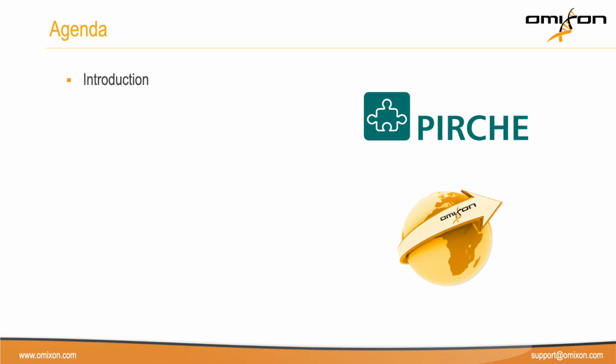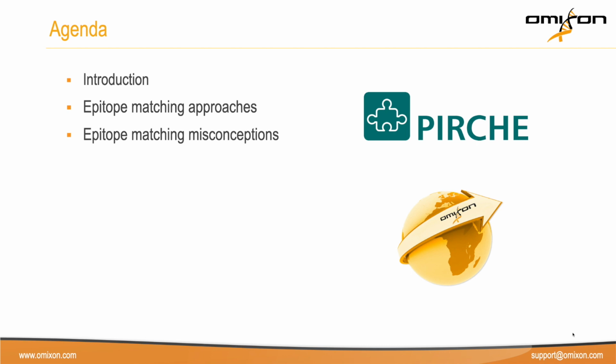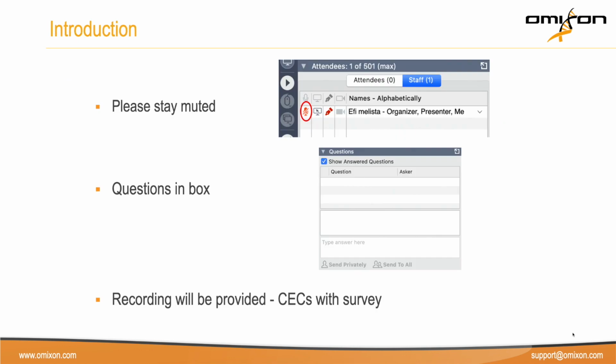Okay, so I will begin with a little bit of an agenda for what we are expecting for today. We will be beginning with an introduction, then Matthias will be talking about the epitope matching approaches, then epitope matching misconceptions, a summary to close off with, and then we will be having some closing remarks and a question and answer session. So let's begin with a little bit of an introduction.